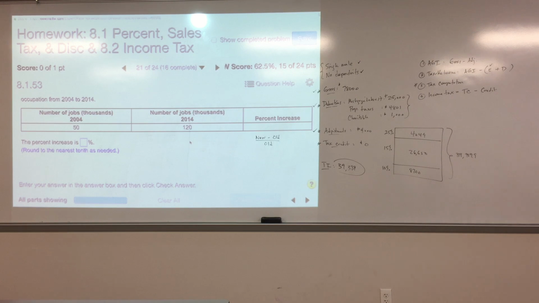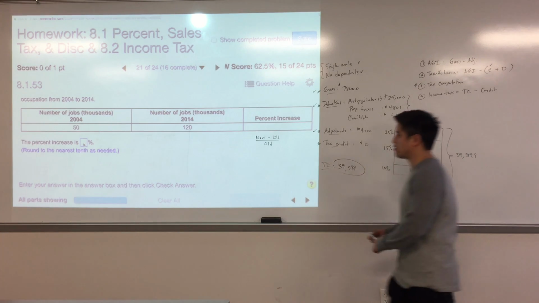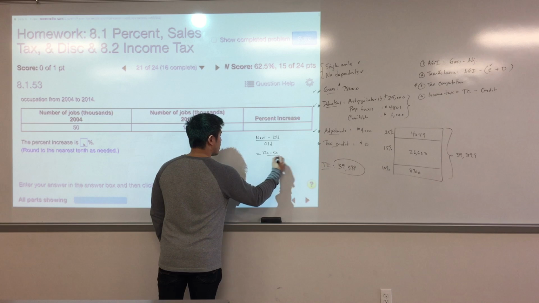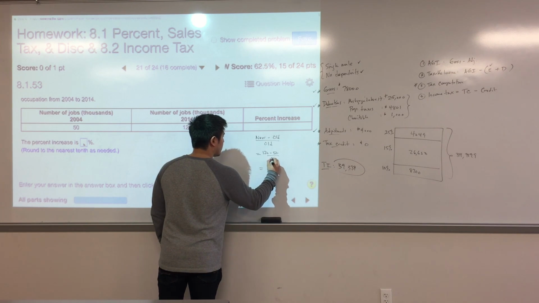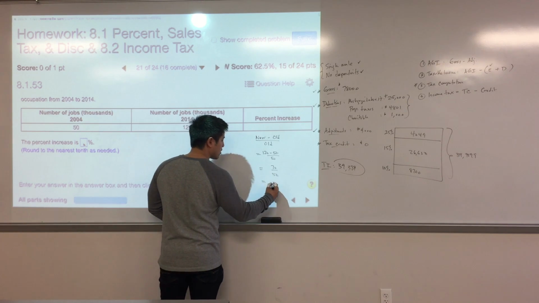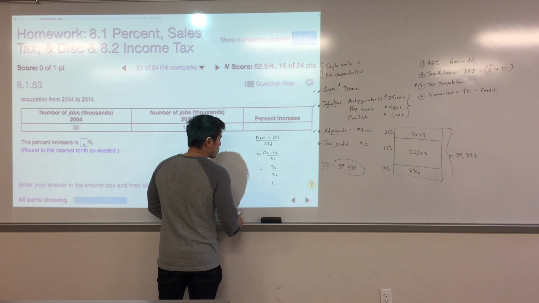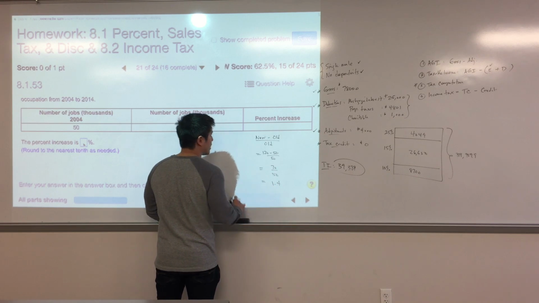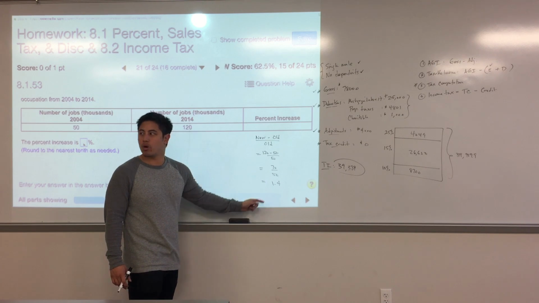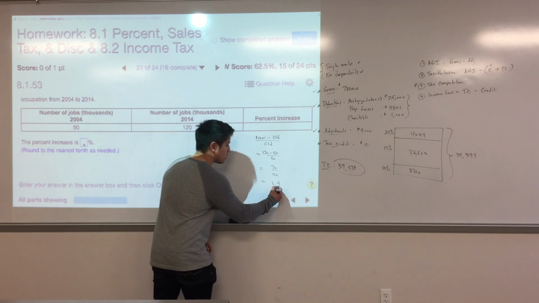So what's 120 minus 50? 70. So that would be 120 minus 50, which is 70, all over the 50. And then what did you get as your decimal? 1.4. Hey, I was right, and I did that in my head. Is that correct? Percent increase, is that 1.4? No. What do we need to do with that decimal? Two to the right.